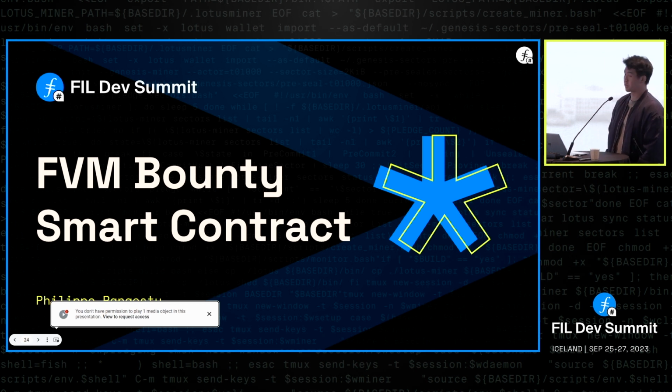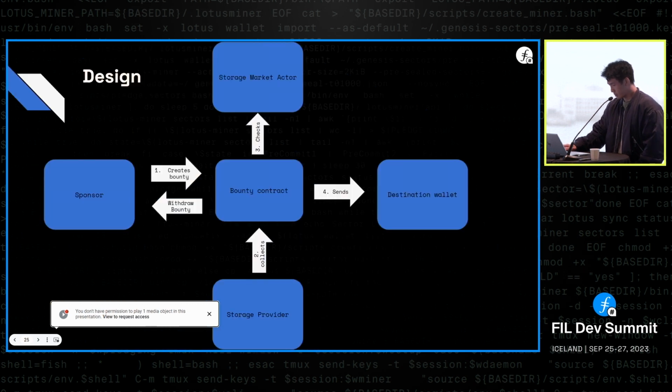So today I want to talk about the FVM Bounty Smart Contract project. Let's get straight to the meat of it. The bounty contract is basically a way for clients and SPs to pay each other on chain. Currently, most clients and SPs pay each other contractually off chain. So they do a deal, they seal a sector, and then the client pays them off chain. This is a way to scale that up and make it a traceable, on-chain method to do this.